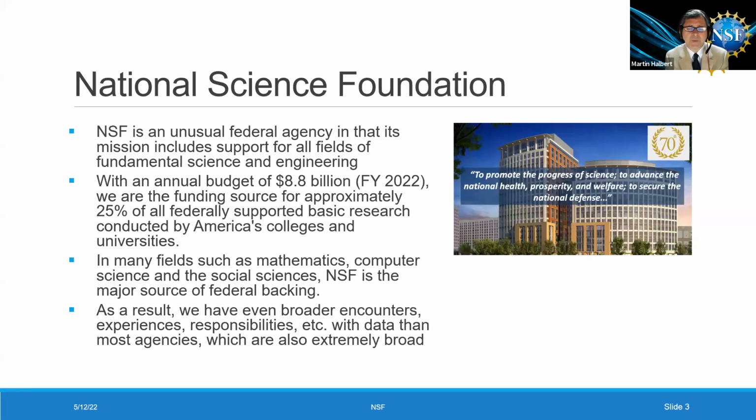Now, my perspective is certainly from the National Science Foundation. We have a somewhat unique perspective on these issues in that our remit includes support for all fields of fundamental science and engineering, and we're spread across all the different areas of basic research covered by America's colleges and universities. We fund approximately 1/4 of all federally funded basic research in academia. In many fields, such as mathematics and computer science, we're the primary source of federal funding.